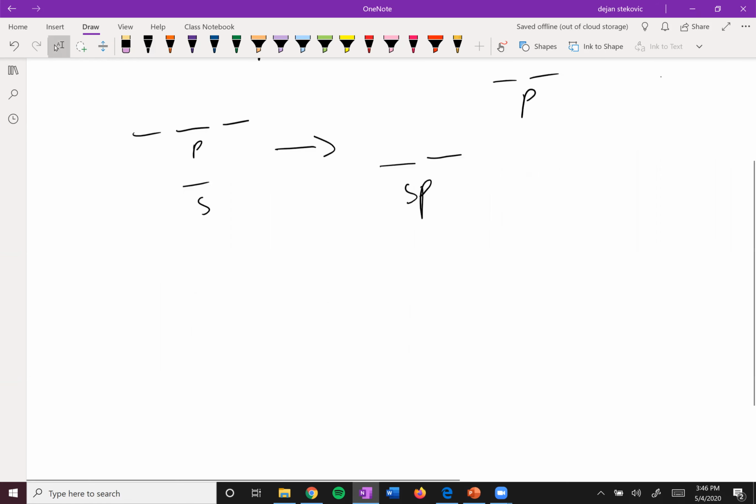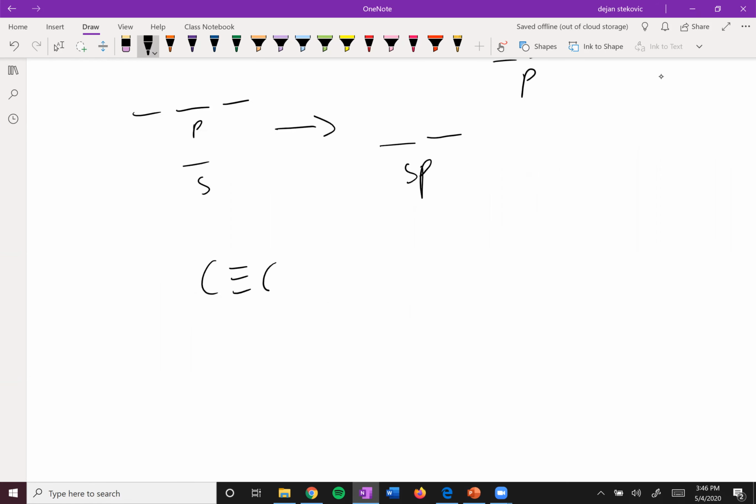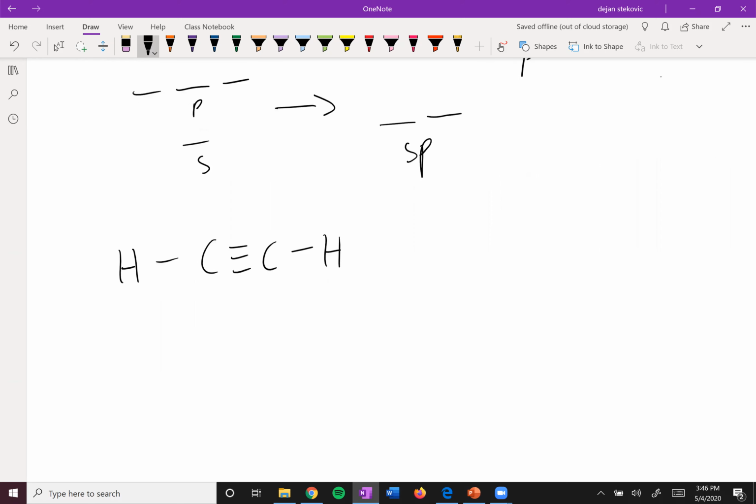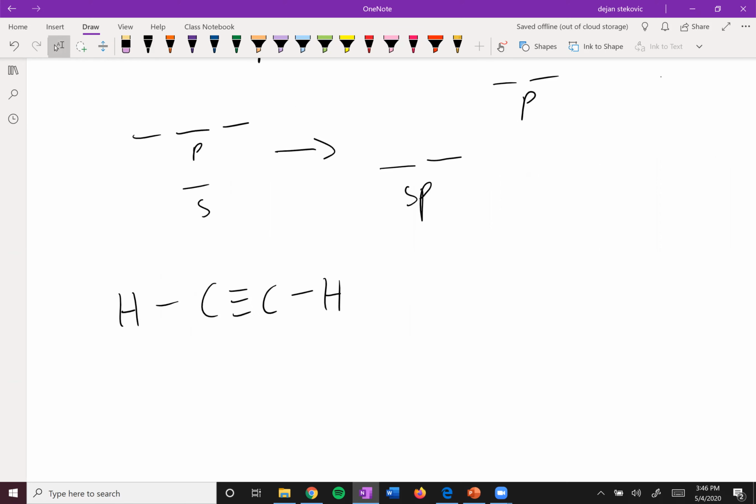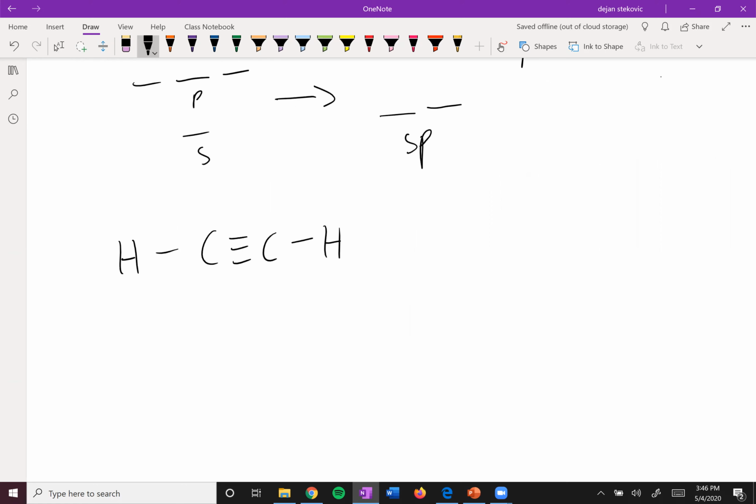So something you see in this is like in a triple bond. So acetylene, this carbon triply bound to another carbon, and then some hydrogens. What these sp orbitals look like is basically just kind of a one-way dumbbell.